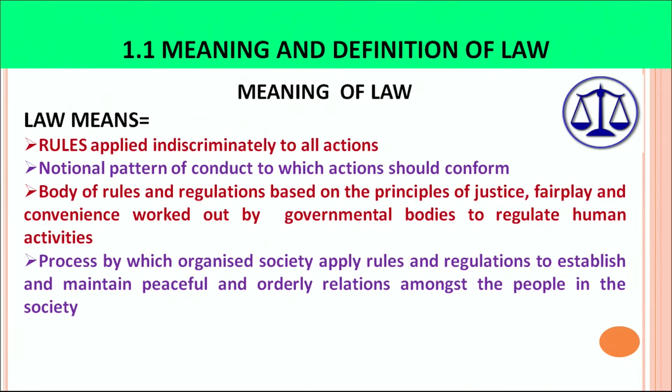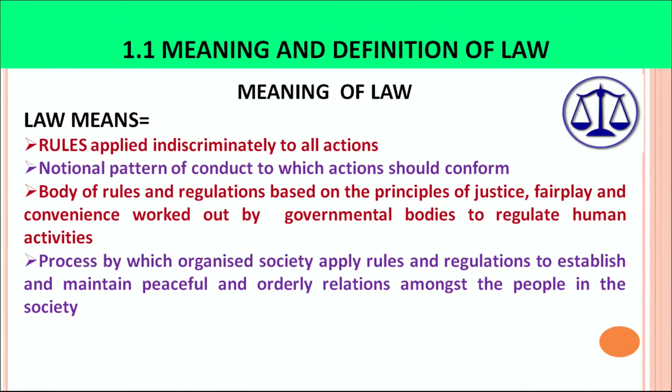The third meaning which can be given, and it is a good definition of the term law, is the body of rules and regulations. So what is law? It is a body of rules and regulations which are based on principles like justice, fair play and convenience, and they are worked out. That is, sanctity is given to these rules and regulations by the government bodies to regulate human activities. So it is a fuller definition of the term law, that is, the body of rules and regulations based on the principle of justice, fair play and convenience, which is worked out by government bodies to regulate human activities.